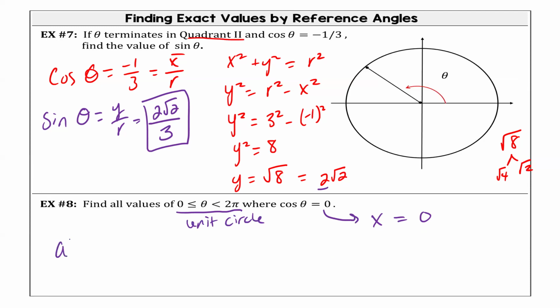At what? What are my values? At 90 degrees, which is pi over 2, and 270 degrees, which is 3 pi over 2. That's all it was asking. So your theta restriction is telling you to look at the entire unit circle. Cosine theta is telling you to only look at the x coordinates. So when is your x coordinate 0 is all it was asking as you go around the unit circle.